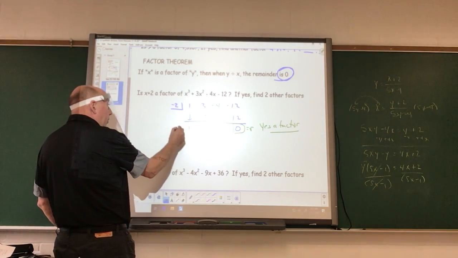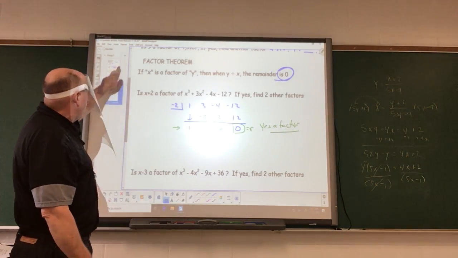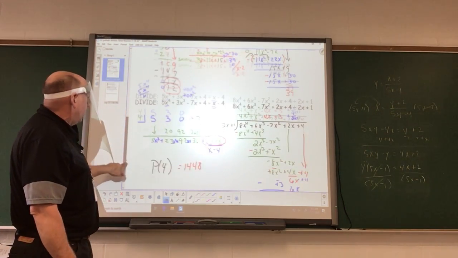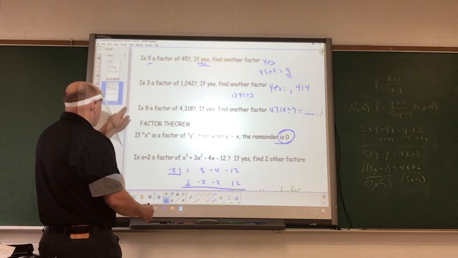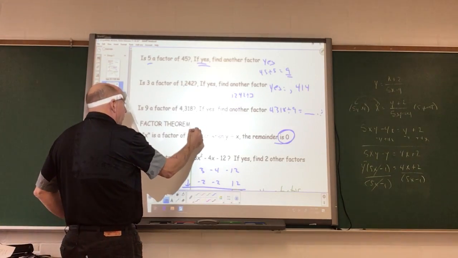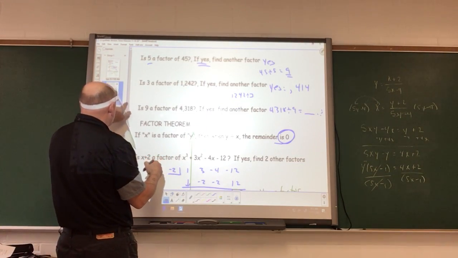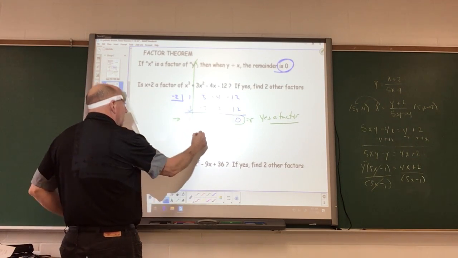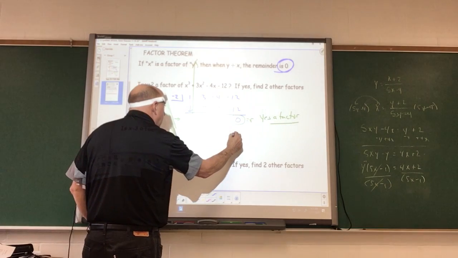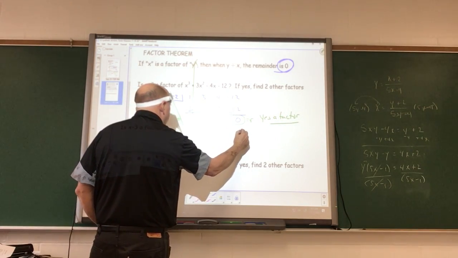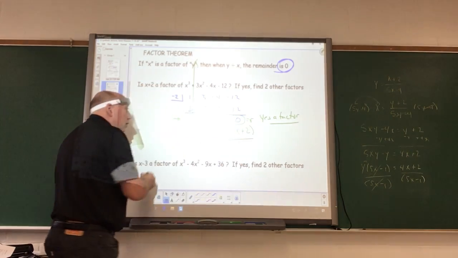Well, this is a polynomial here. How do I convert this into a polynomial? What do we do over here? How do we convert it into a solution? X squared plus x minus 6. X squared plus x minus 6. So here's my two factors. So these are my two factors.